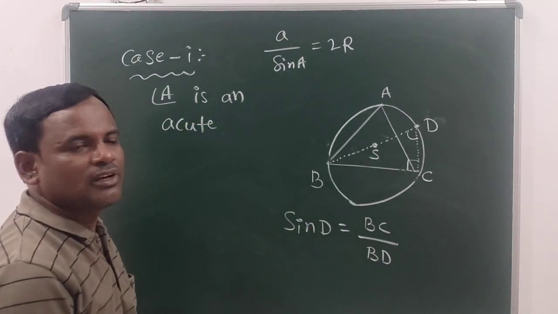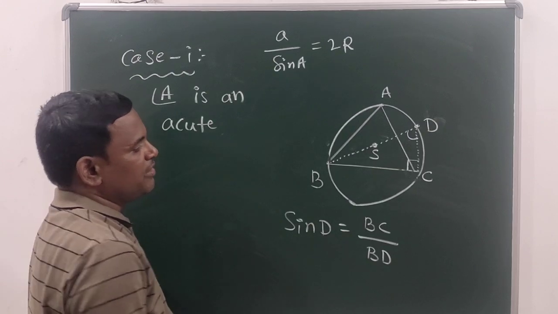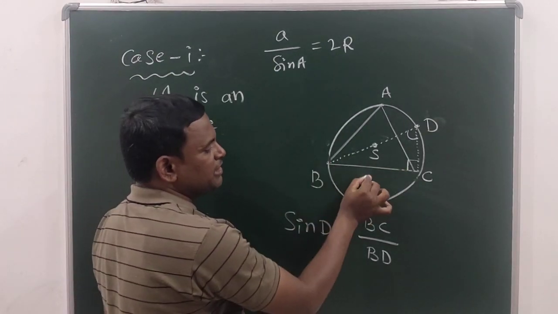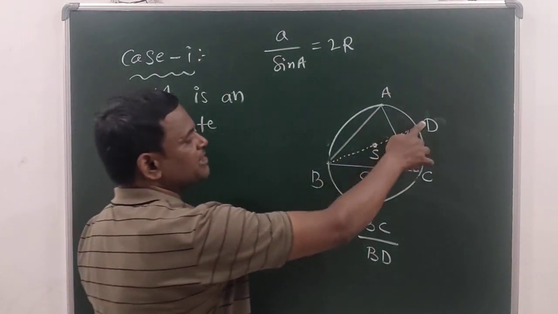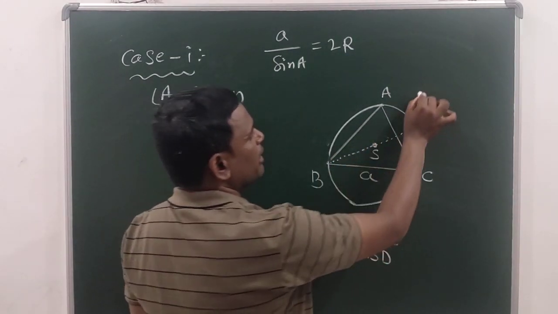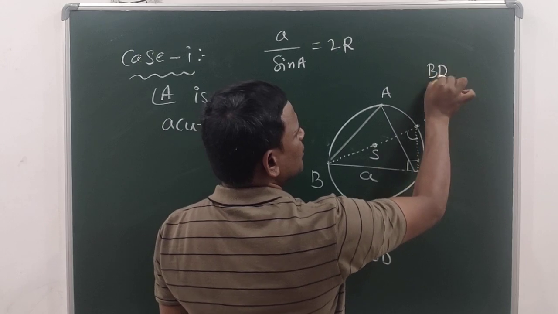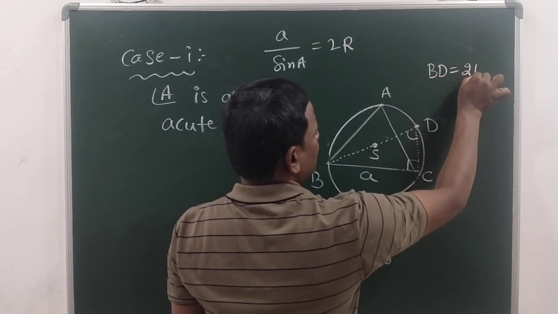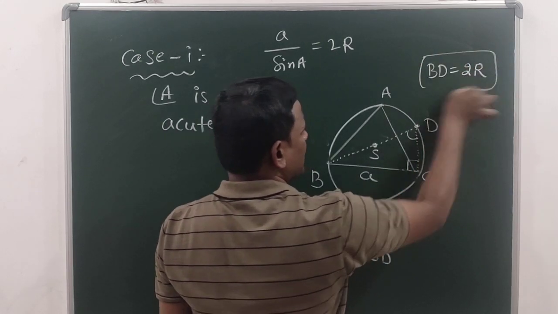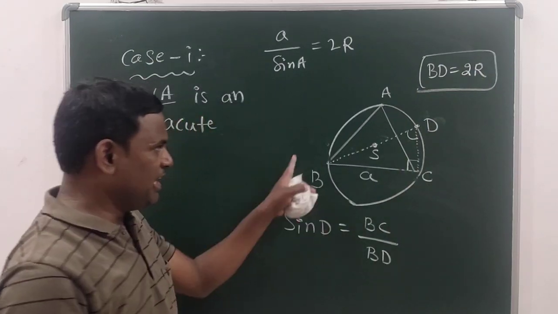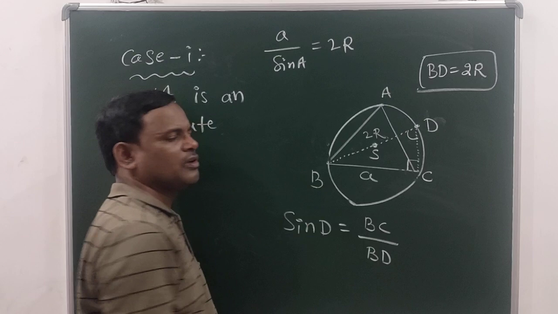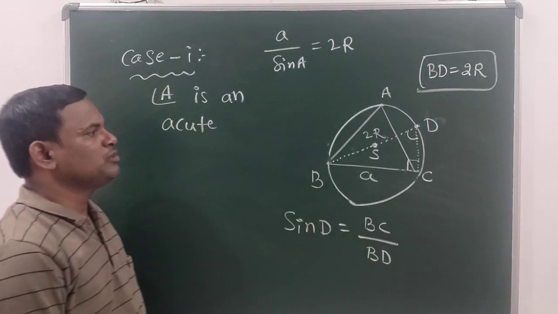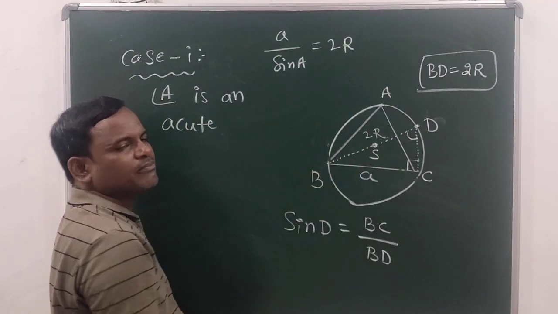Right, students? So hereafter, the length of BC is how much? We have taken small a. And BD means diameter, no? As you know, the diameter length will be twice the radius. The radius of the circumcircle is capital R. Then BD length will be how much? 2R.